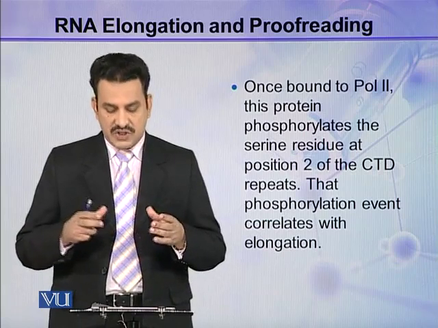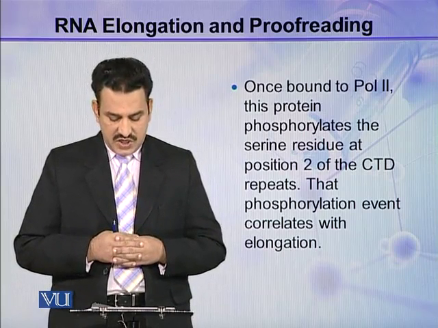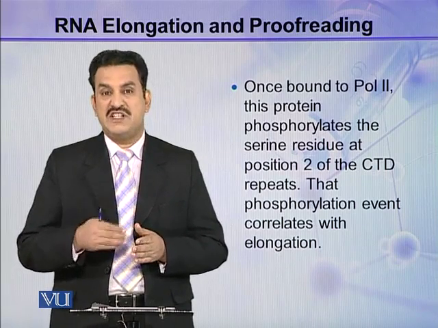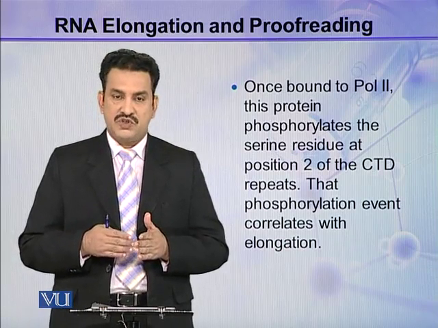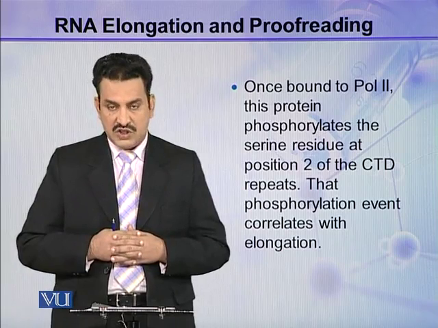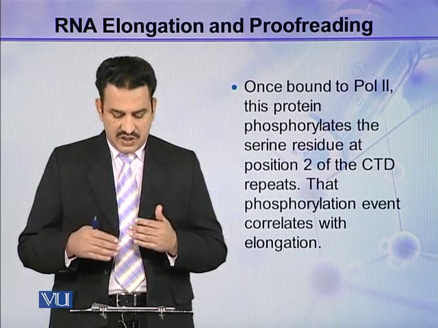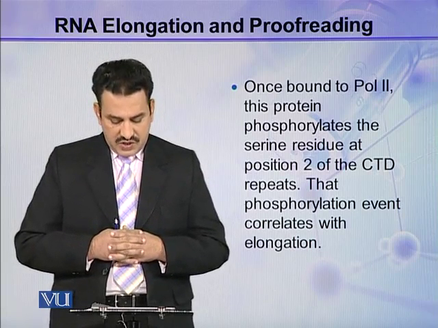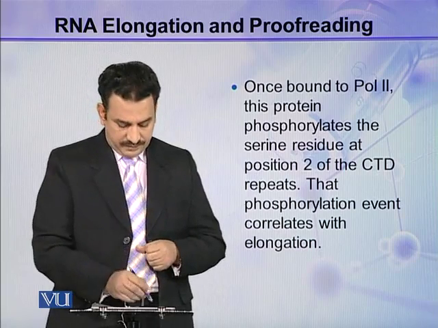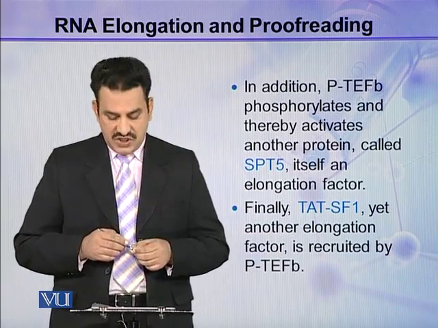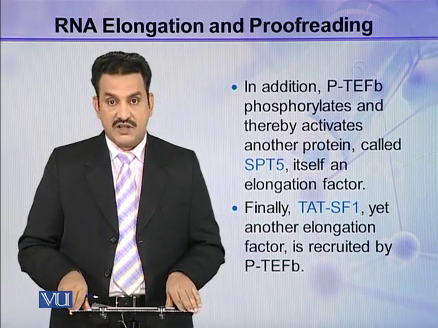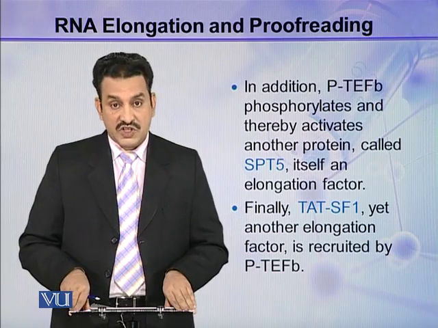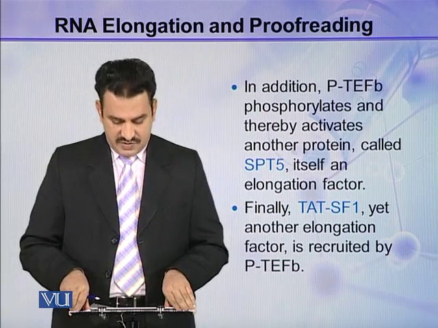Once bound to polymerase II, this protein phosphorylates the serine residue at position 2 of the CTD repeats. So at every position 2 serine residue in the CTD tail, it causes phosphorylation. That phosphorylation event correlates with elongation. In addition, PTEFB phosphorylates and thereby activates another protein called SPT5, which is also an elongation factor.